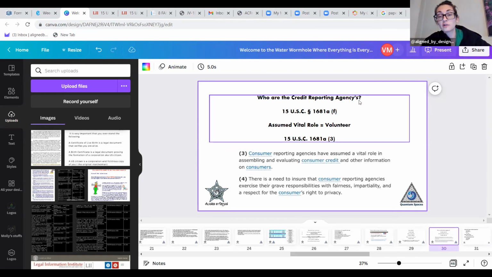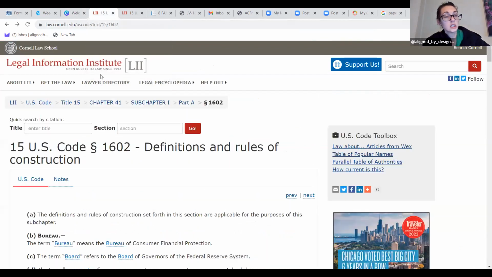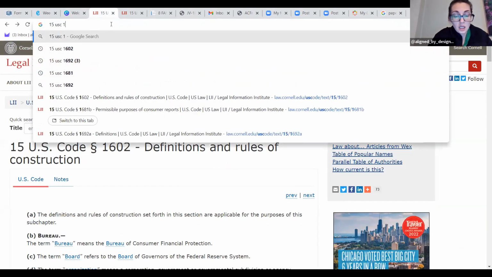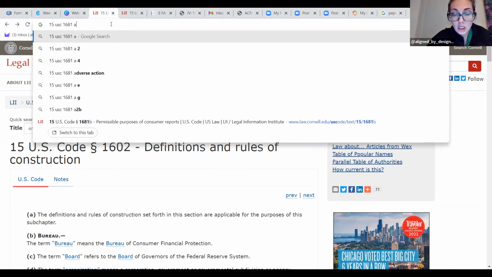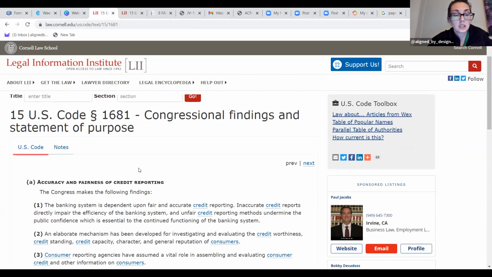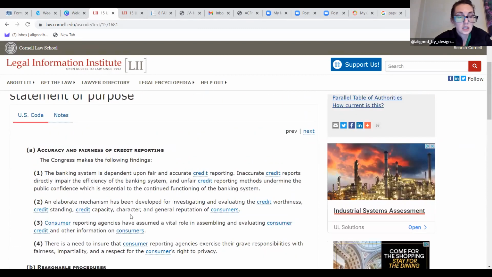So what are the credit reporting agencies? We kind of just went over that. They are an assumed vital role. Okay. So I'm going to go to that one, 15 USC 1681, and you can see it's pretty long. Yeah, so here we go.